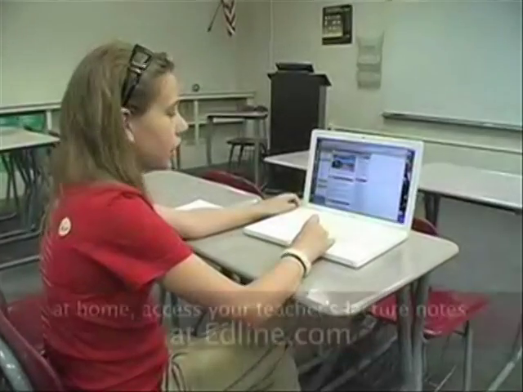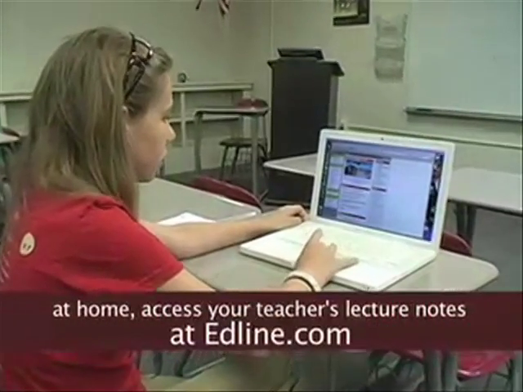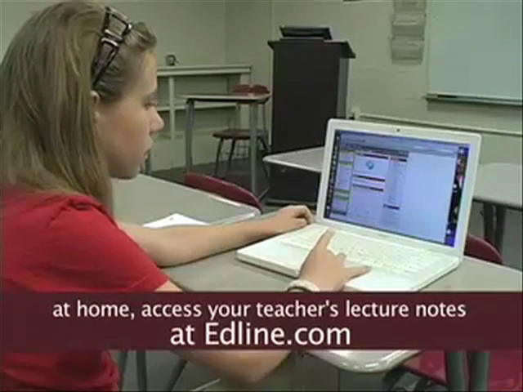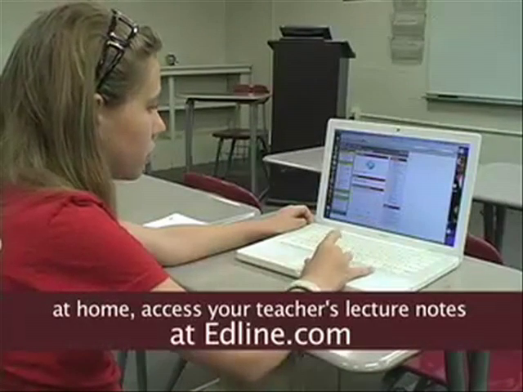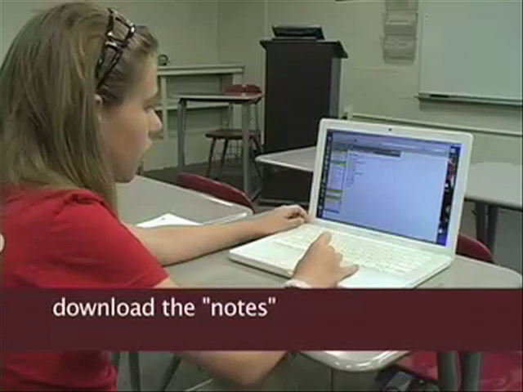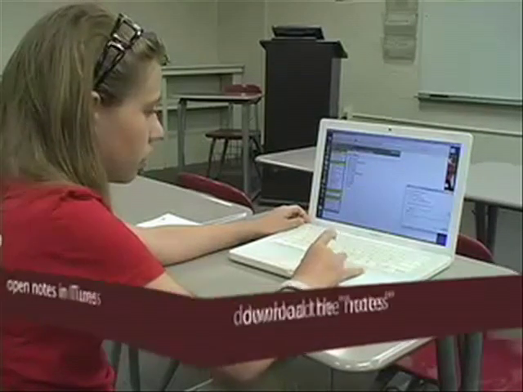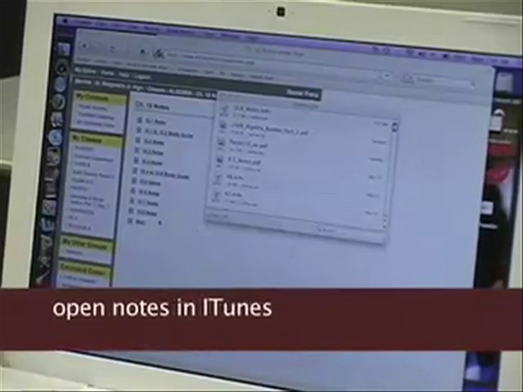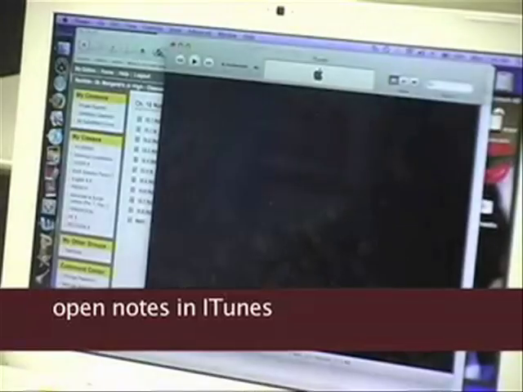The first thing you do to get your notes is you go to Edline and you click on your algebra page, and then you go to the notes section, then you click on the notes and it would download. You open them up in iTunes, and then you can watch them on your computer.